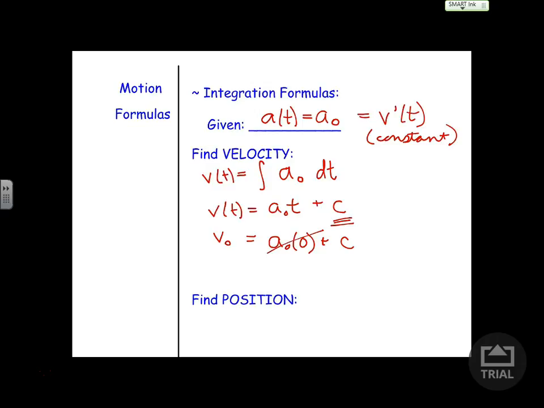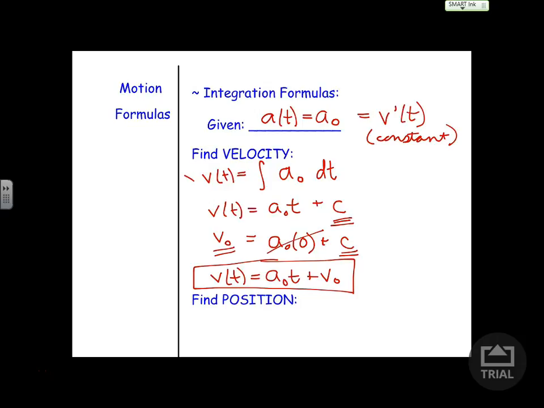Oh, C is the initial velocity? Yeah. So we can rewrite this equation to just be, hey, it's a sub naught times t plus v sub naught. But here's the idea, kiddos. It's not really something necessarily that I want you to memorize. I have in years past, and if this was a physics class, I probably would. But since this is calculus, I just want you to get the idea of what we're doing.